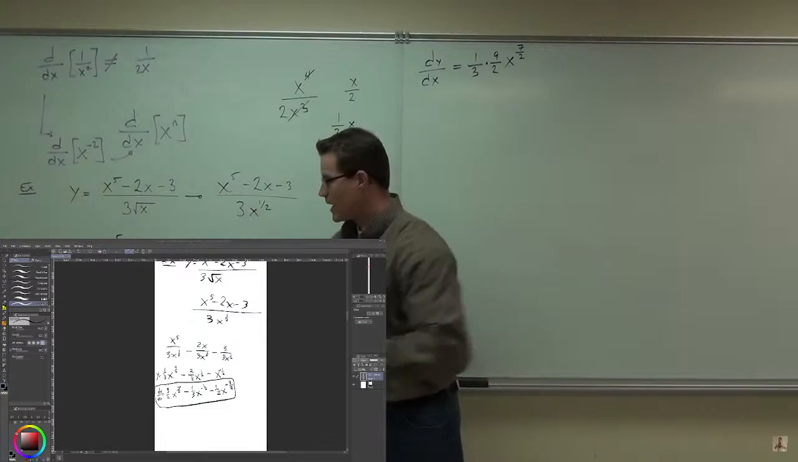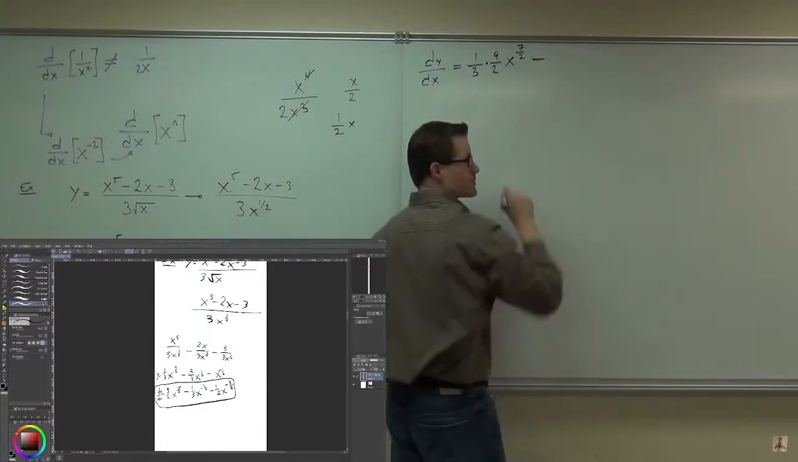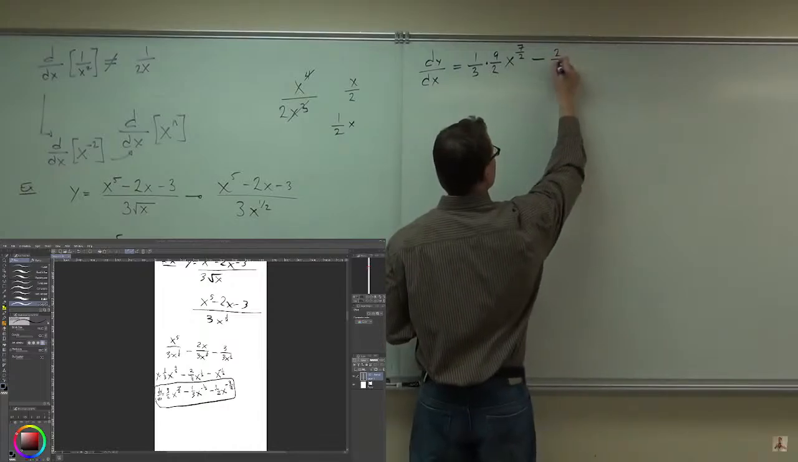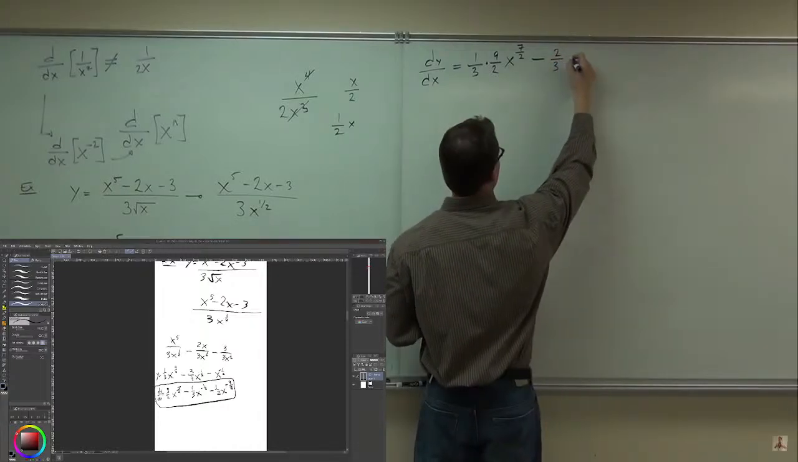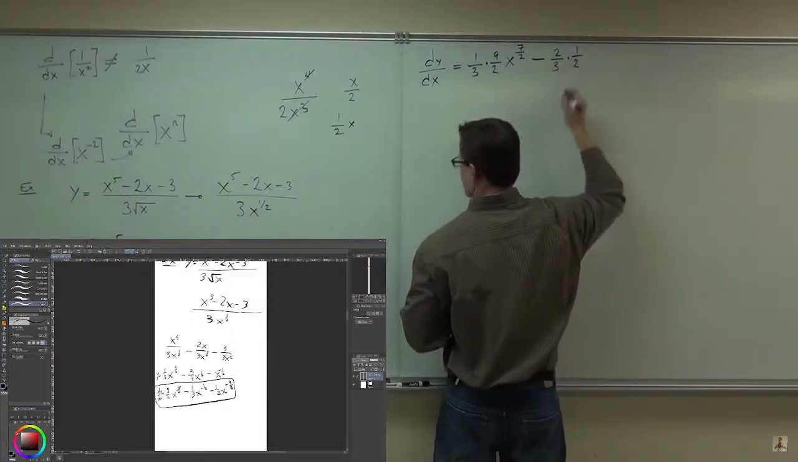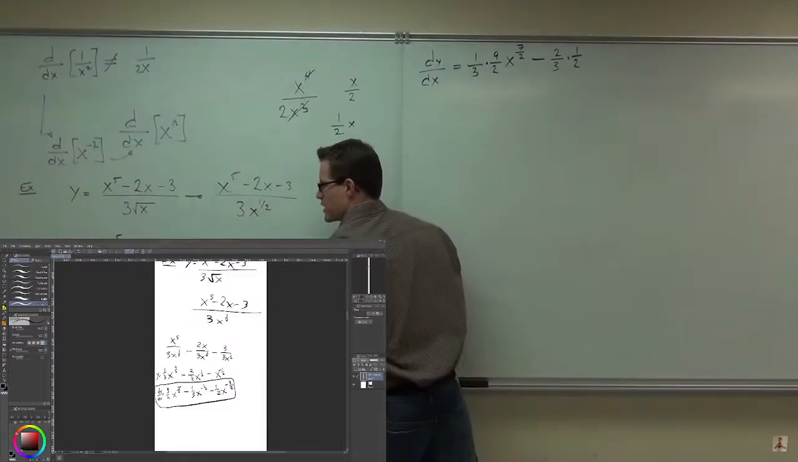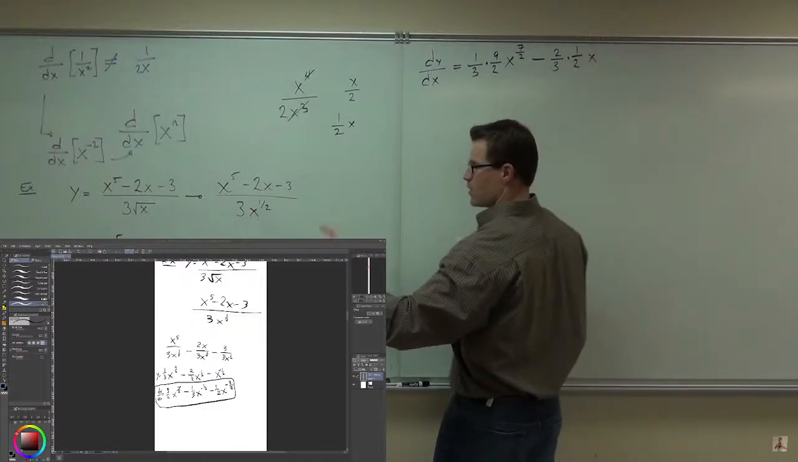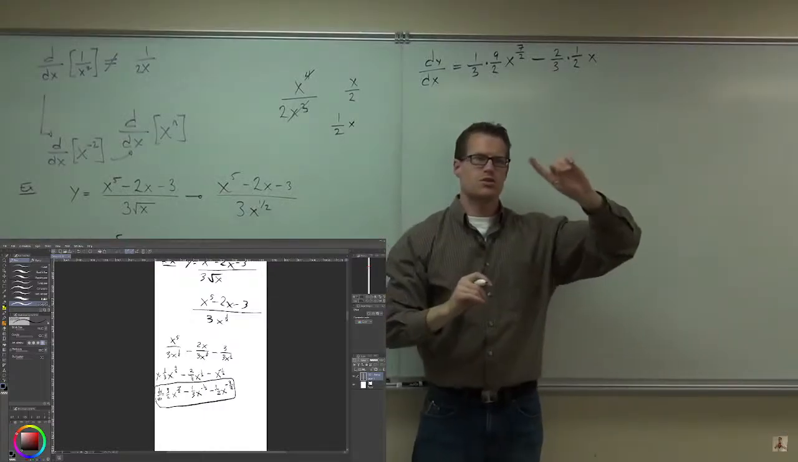Next up, I'm going to have minus 2/3 times what, folks? 1/2, because that's my exponent that I'm bringing down. So I leave my constant alone. I'm multiplying by my exponent, and then I'm going to take x to the 1/2 minus 1 gives you what?